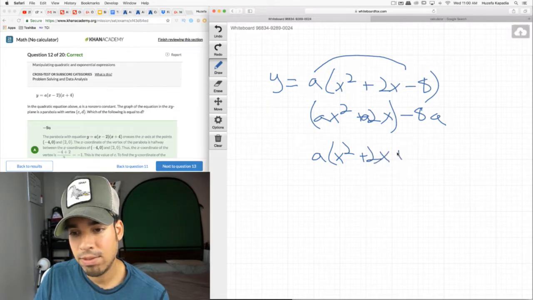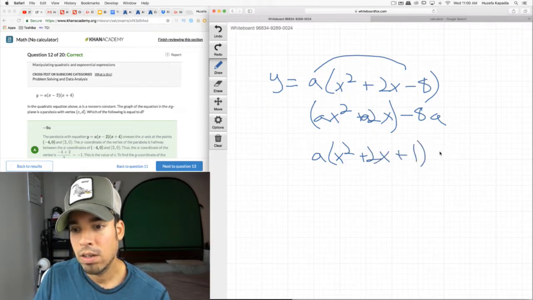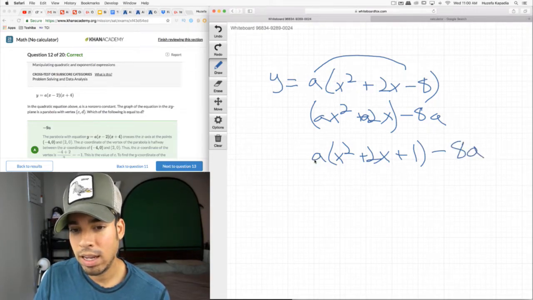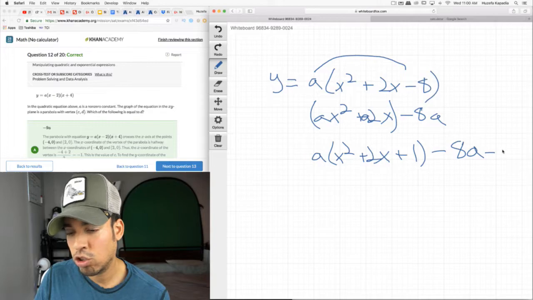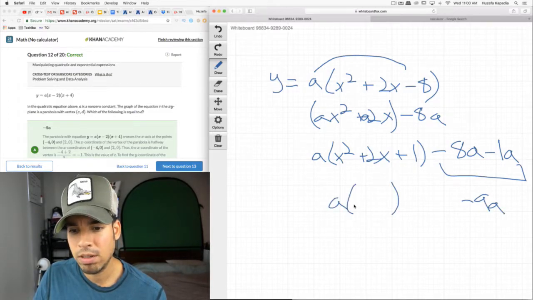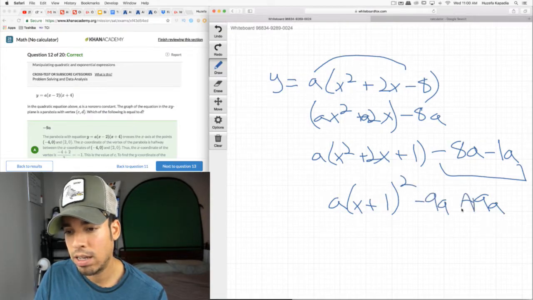Complete the square by taking half of this and squaring it, which is 1. And then minus 8a. And then again, since I'm adding a 1a, you have to distribute to figure that out. We have to subtract 1a to balance it out. These guys combine to negative 9a. And in vertex form, this factors to become x plus 1 squared minus 9a.